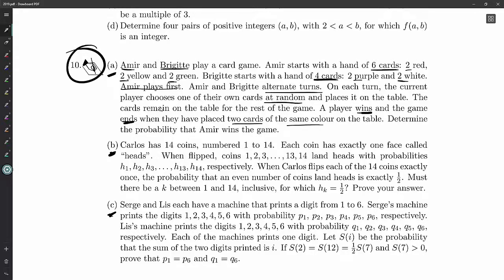So it'll take at least until Amir's second turn to win, because that's the first time there will be 2 cards from the same player on the table. And we want to determine the probability that Amir wins the game.